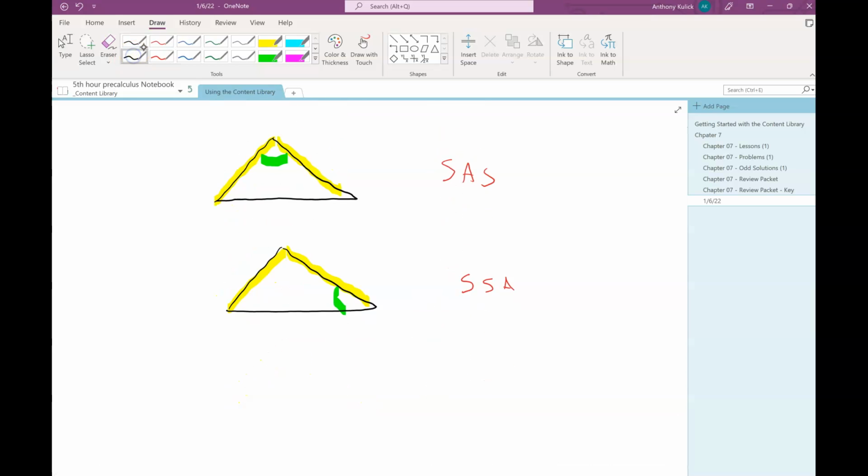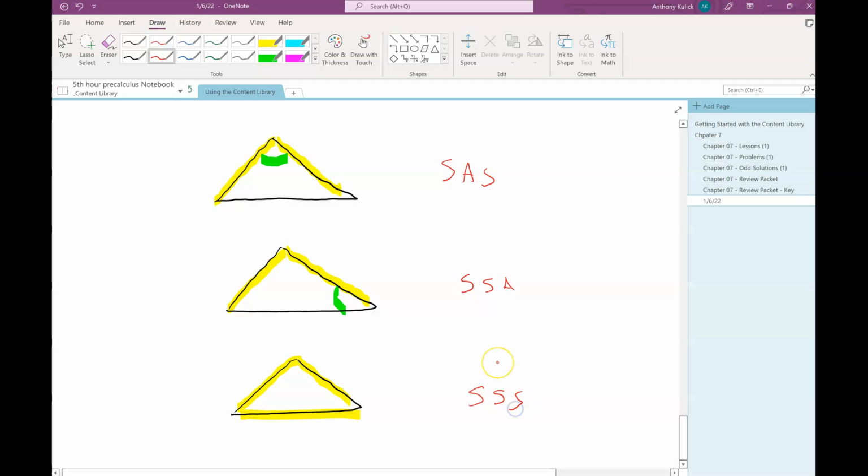And then the last situation is the one that nobody can possibly screw up. What's this? It's got to be SSS, right? There is no confusion there on that one. That's the one everybody's hoping to get. It's like, oh, okay, whew. I know exactly what's going on with this one.